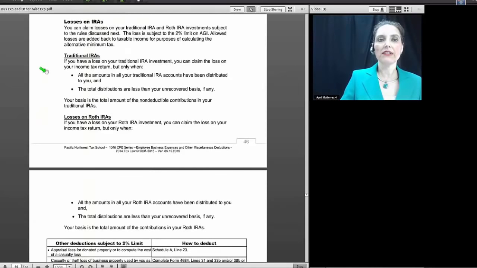For traditional IRAs, if you have a loss on your traditional IRA investment, you can claim it, but only when all amounts in your traditional IRA have been distributed to you and total distributions are less than your unrecovered basis, if any.